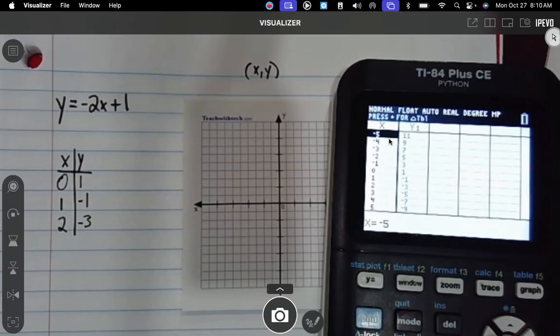So you would press the blue button and then that one. And you can scroll up and down and guess what you have? The same points that I do. What goes with 0? 1. What goes with 1? Negative 1. What goes with 2? Negative 3. So see, your calculator will do it all for you as well.